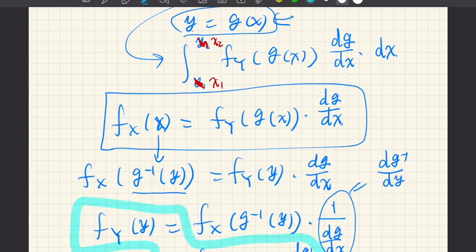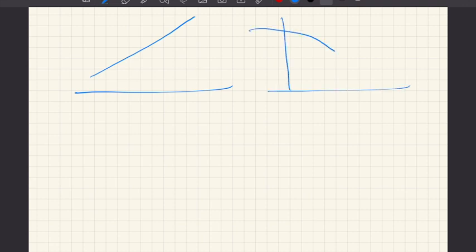So that is, from the density of x, we derive the density of y. Okay? Here we assume that the function g is monotone increasing. What if it's monotone decreasing? So instead of this, what if we have something like this? Still, it's monotone, so we still have an inverse function, but in this case, we have a negative sign.